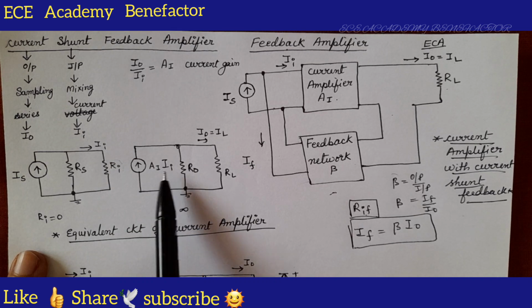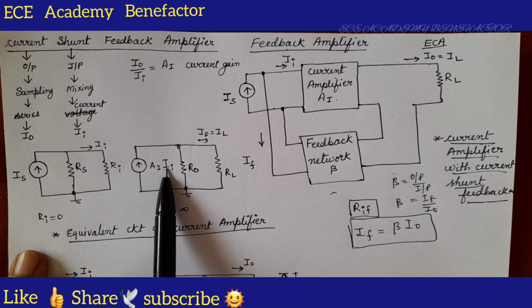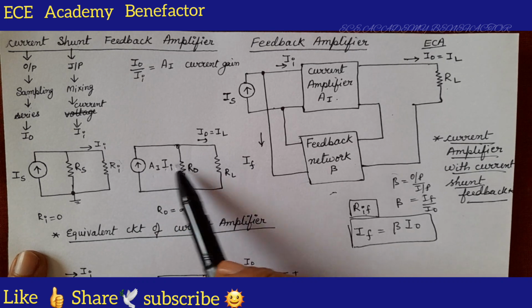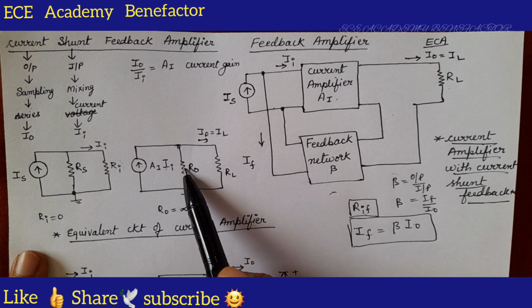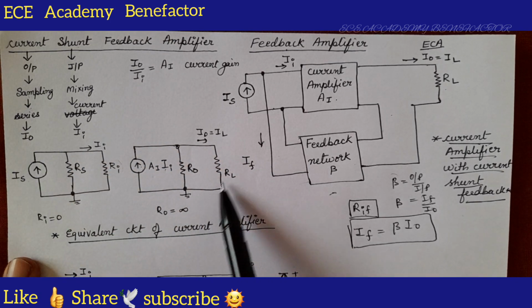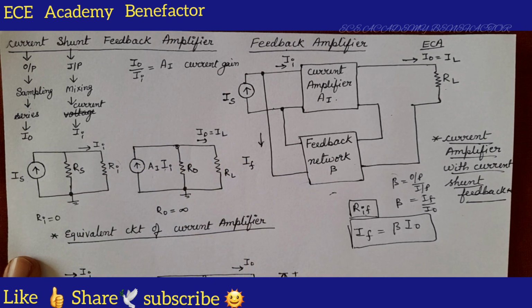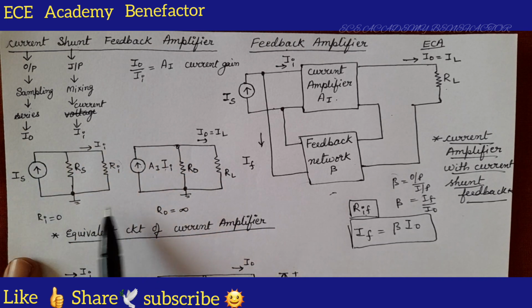At the output side, we are having a current generator II, a current source. And when there is a current source, what will be the resistor? It will be parallel. So, R0 is connected in parallel to it, and the resistor RL. How to draw this equivalent circuit of the current amplifier, we have done in the previous class. If you have any queries regarding it, you can see that video on how to draw this one.